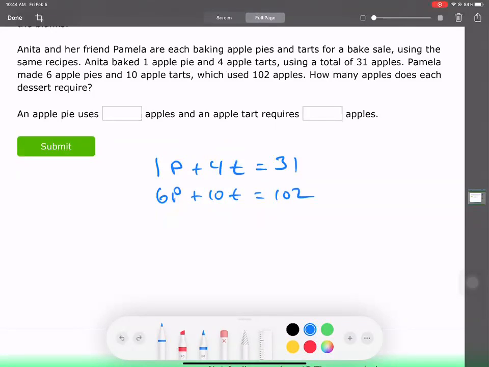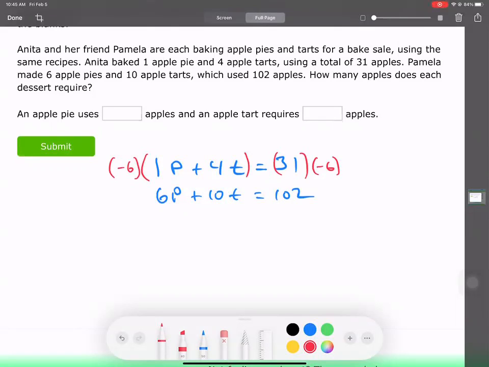Now, can I make the 1 look like a 6 or the 4 look like a 10, or do I need to change them both? I think I can make the 1 look like a 6, right? So I'm going to change the top equation by multiplying both sides by a 6. But in this case, I can't use the regular 6. I need a negative 6 because I don't want them to just combine. I want them to cancel. Positive 6 and negative 6.